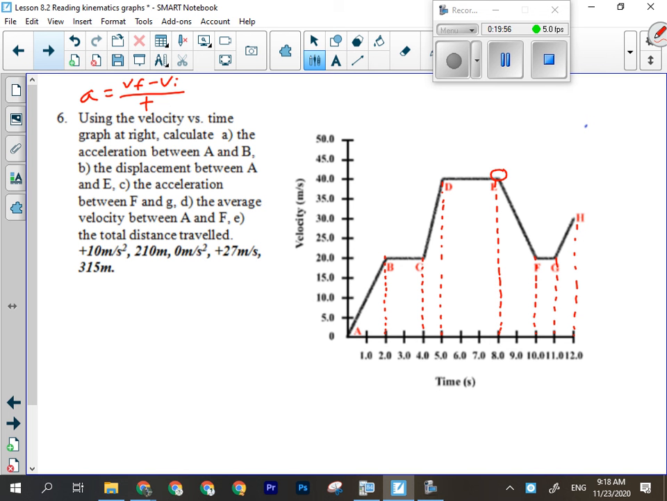So I'm going to give you a bit of time, and then I'll go through A and give you a little bit more time to go over B, and so on. And if you have questions, just ask.